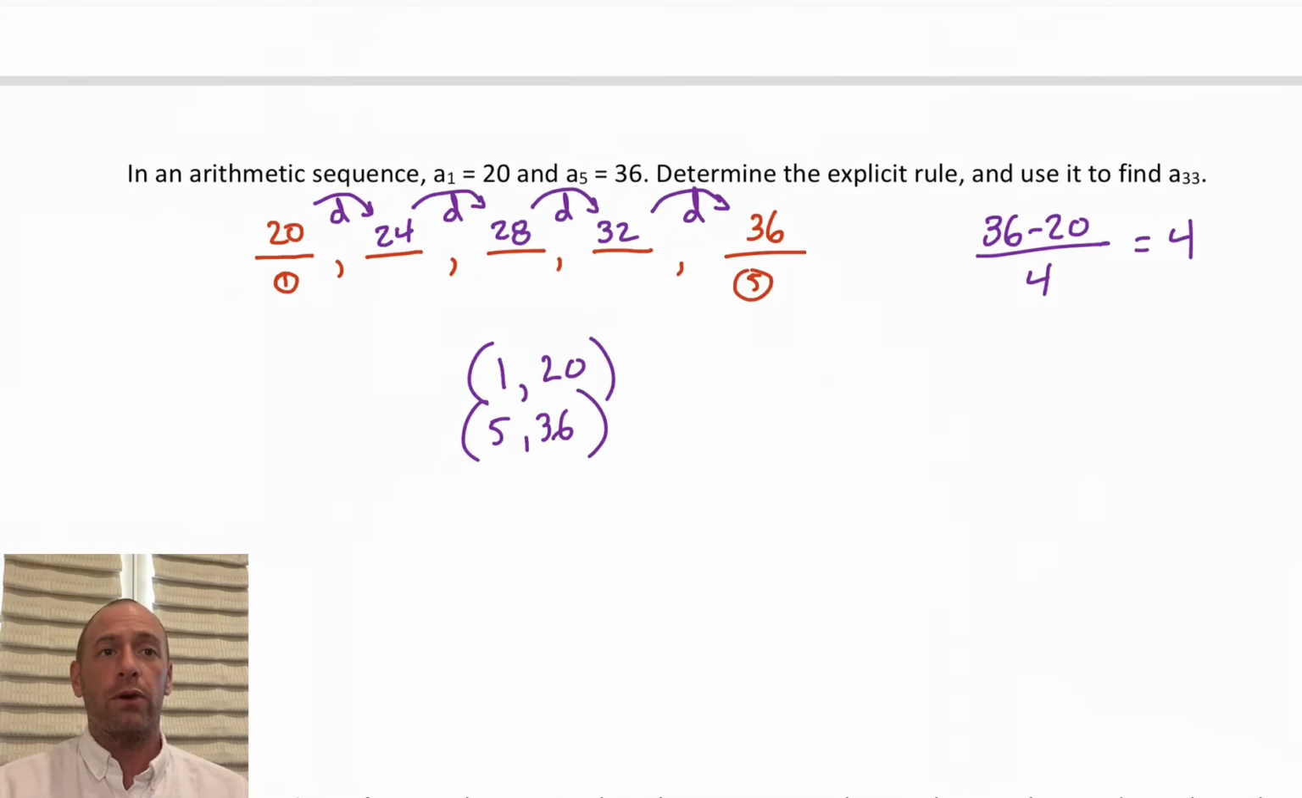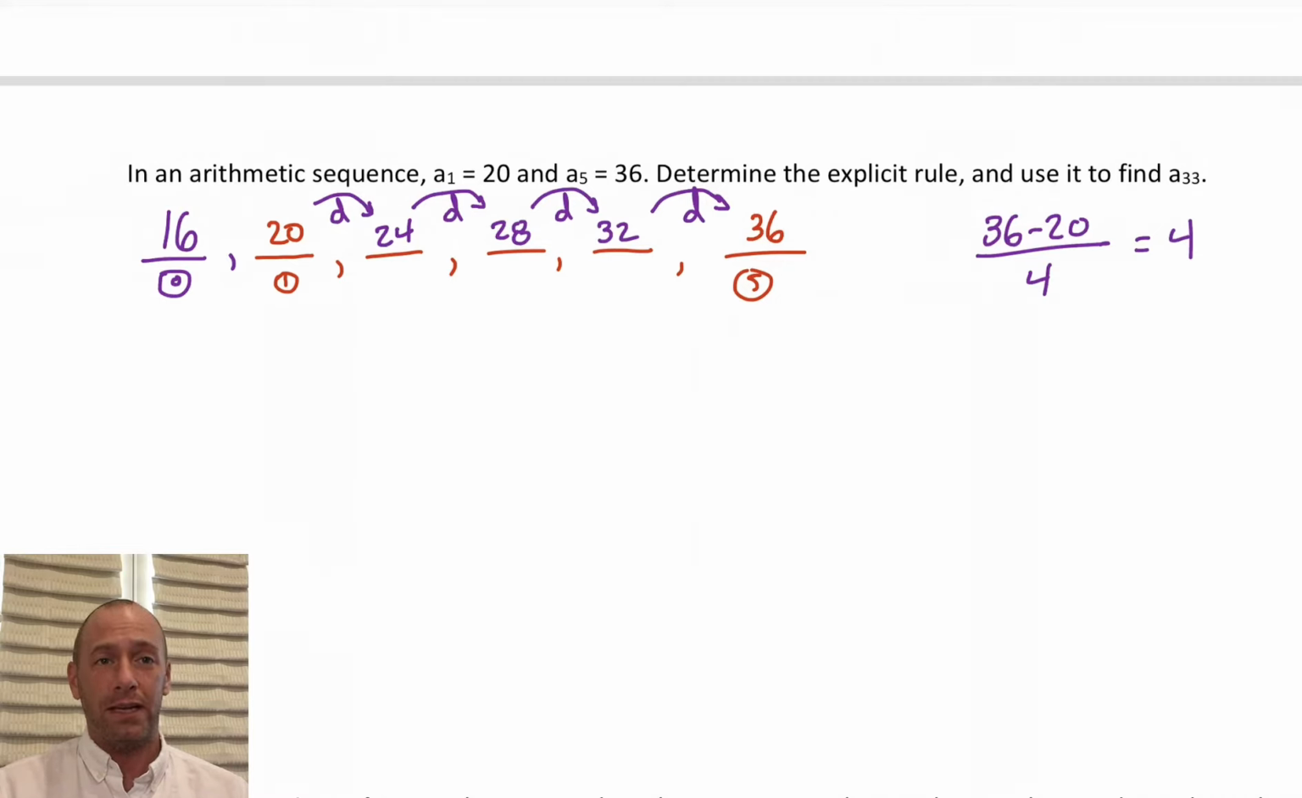If you didn't want to go to the trouble of writing these 5 numbers out, you could have just realized that we have (1, 20) and (5, 36) and treat it like we would have 2 points, find the line. So the value of our 0 term is 16. And that's enough information to find the rule. A sub n is equal to 4n plus 16.